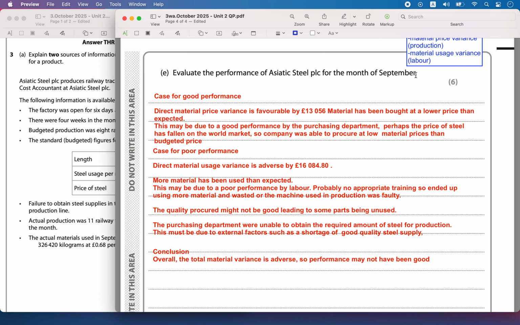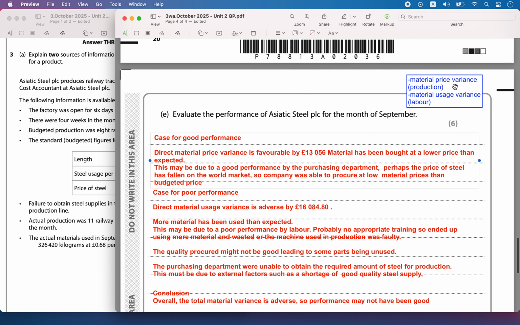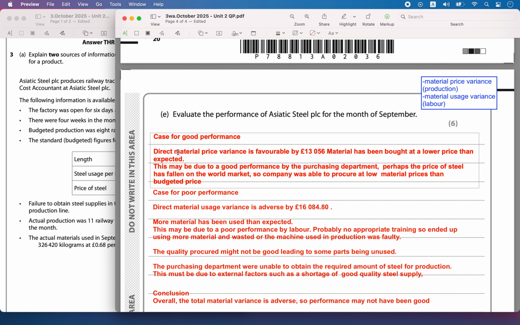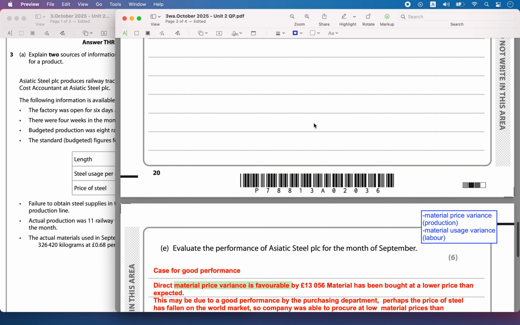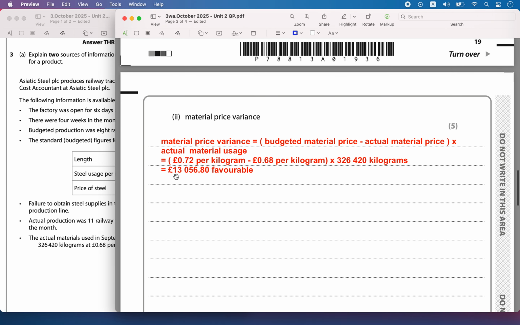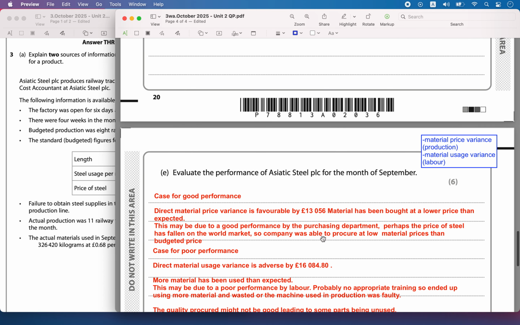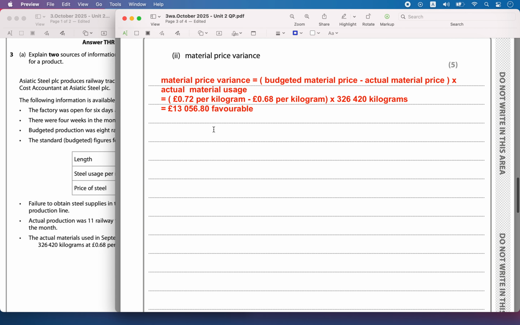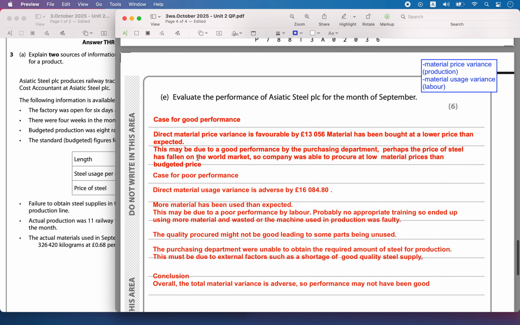Now part E of the question asks, evaluate the performance of Asiatic Steel PLC for the month of September. What is the case for good performance? Generally, when you are speaking, you have to talk about what happened to the material price variance and material usage variance. The material price variance was favorable, as we calculated earlier, 13,056.80. It was favorable to the company because you were able to purchase at a lower material cost than expected. You were able to procure at 0.68 instead of 0.72.